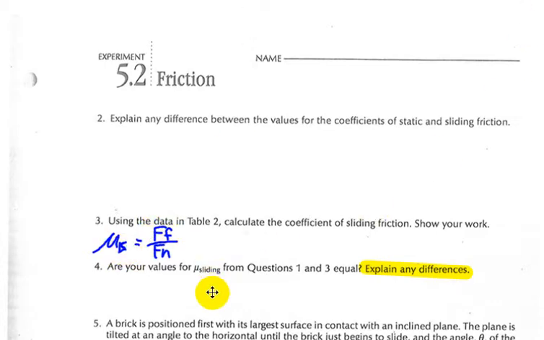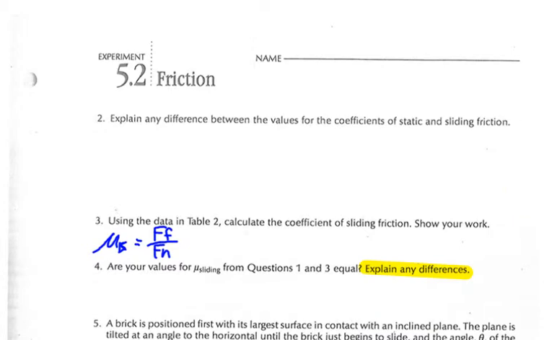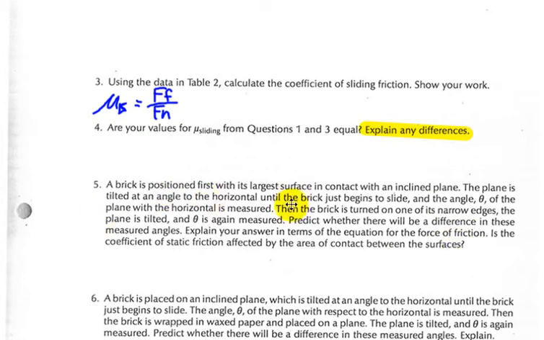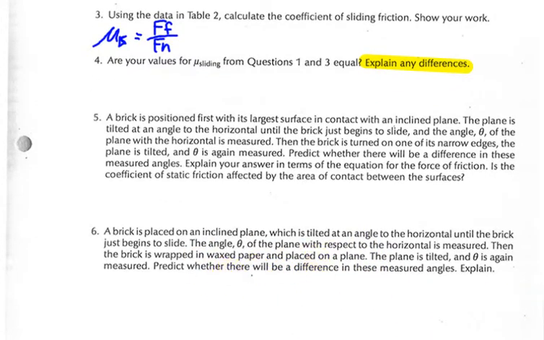And then of course, are your values for the coefficient of kinetic or sliding friction in number 1 and 3 different? So in an ideal world, your kinetic friction here, or sliding friction, should be equal to the kinetic or sliding friction here. So maybe you can explain any differences that you see there. Here, number 5, you should be able to read this and figure this out. This is kind of from our very first set of notes that we dealt with, so you can read that and answer that. And this one here should be relatively easy too.